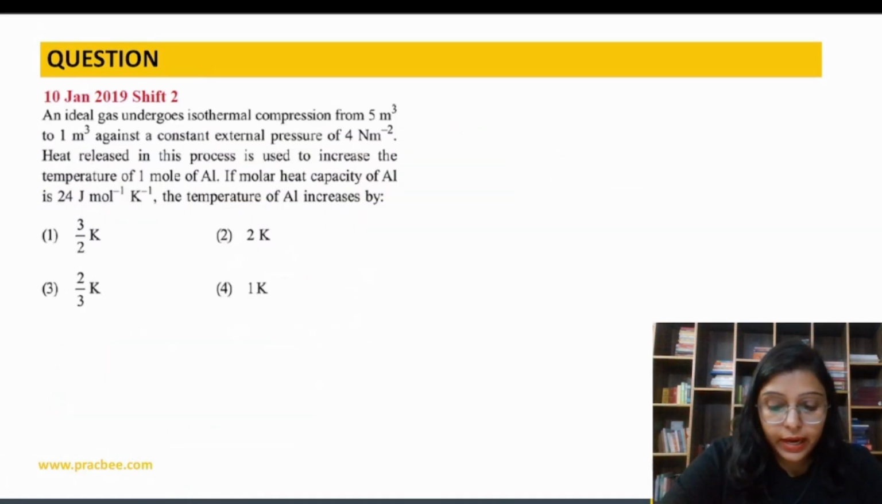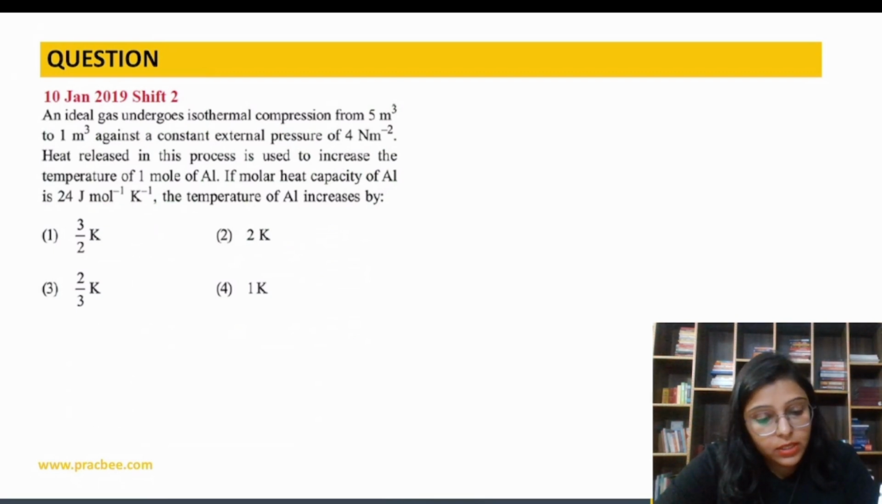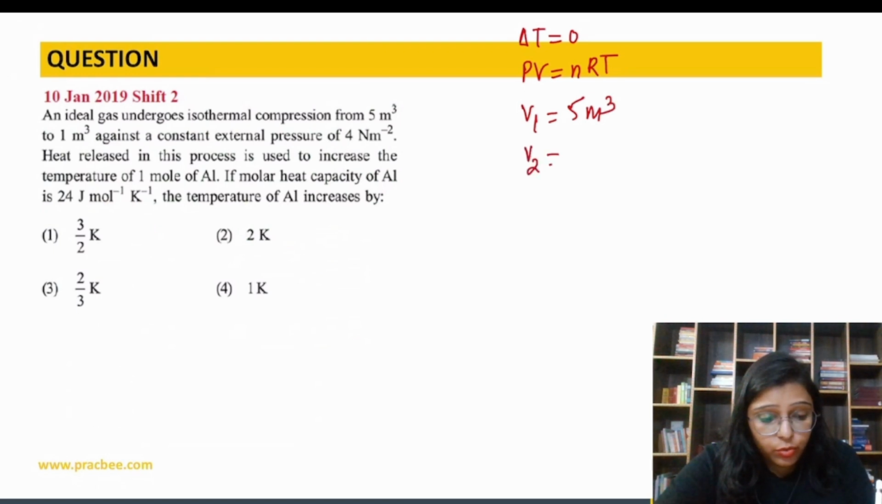Next question. An ideal gas undergoes isothermal compression. Isothermal compression means delta T is equal to 0. We have an ideal gas, it means PV is equal to nRT. It is compression, so V1 is 5 meter cube and V2 is equal to 1 meter cube. It means V final is less than V initial, right?